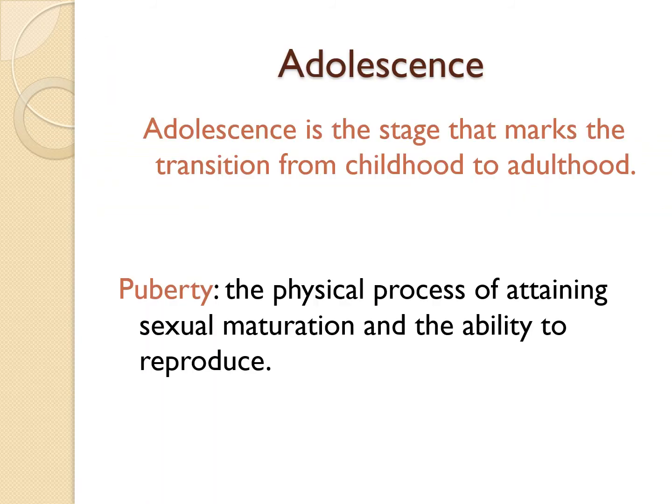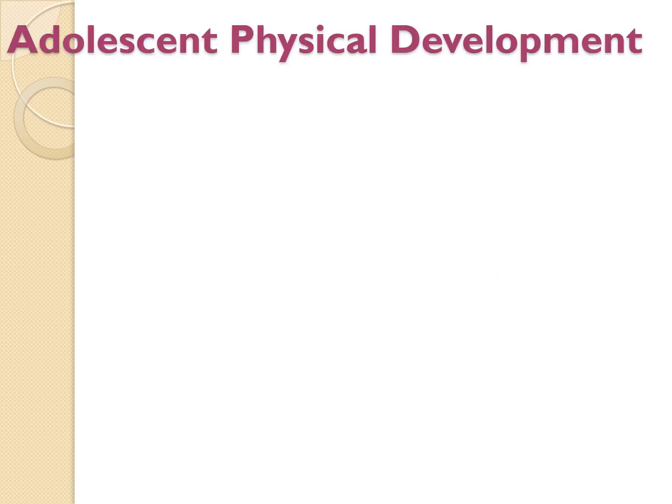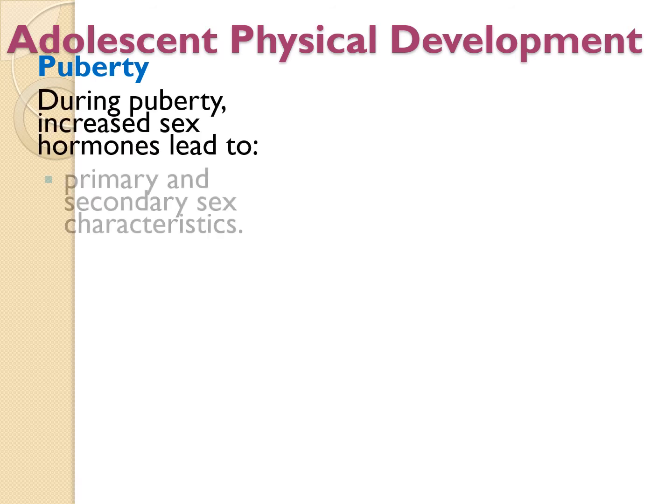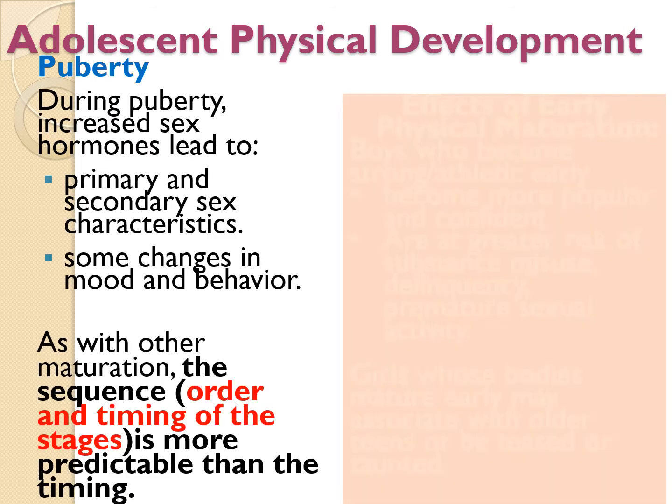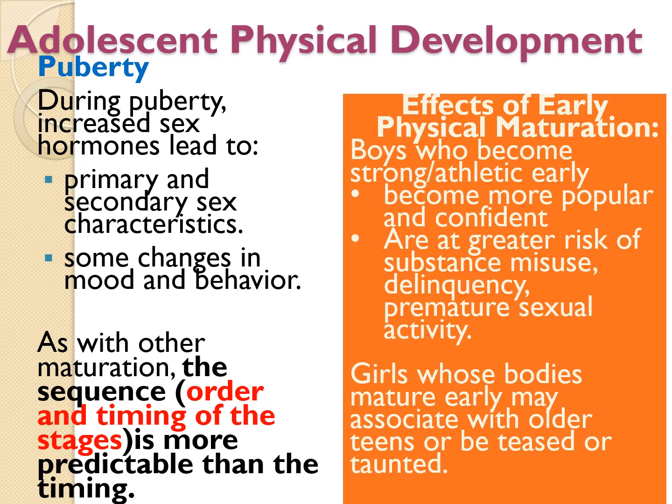Now, when we go into adolescence, it's your teenage years. The term used most often with it is puberty, which is the physical process of sexual maturation, the ability to reproduce. When we look at puberty, there are different aspects to it. You have primary and secondary sex characteristics. Primary characteristics are the ones that directly relate to reproduction. Everything else is secondary sex characteristics.